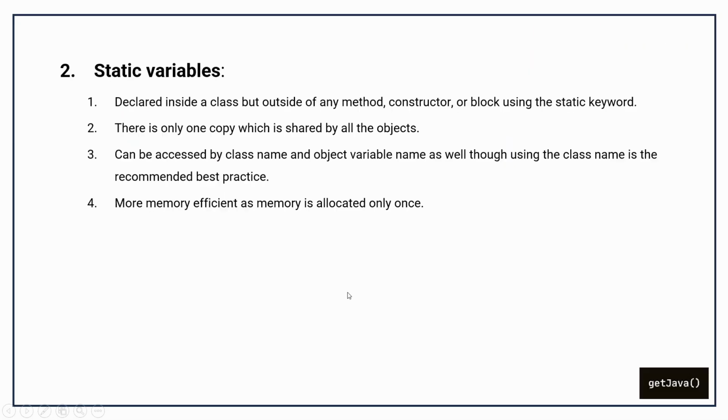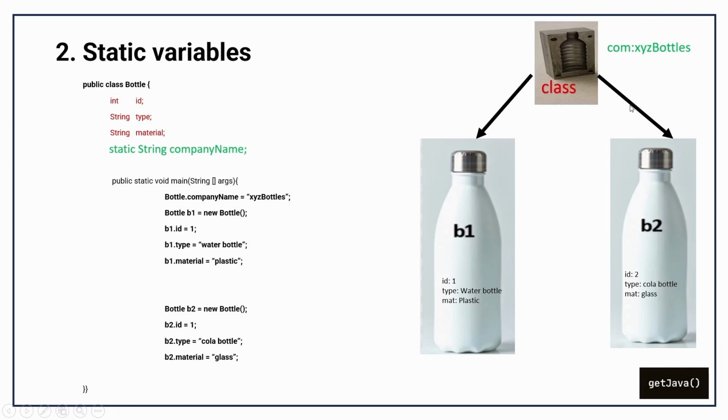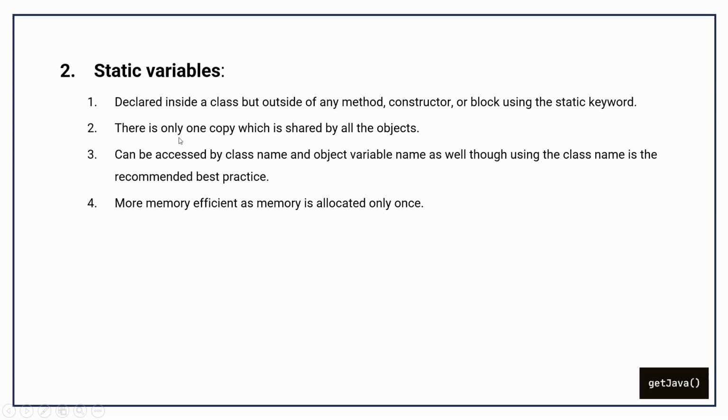Now if you go further in this slide, we can read the first point: declared inside a class but outside of any method, constructor or block using the static keyword. So we have already seen, similar to an instance variable, a static variable is inside the class but outside any constructor or method, and it has a static keyword. The second point is there is only one copy which is shared by all objects. So this we have already seen. It can be accessed by class name and object variable name as well, though using the class name is the recommended best practice. What does it mean?